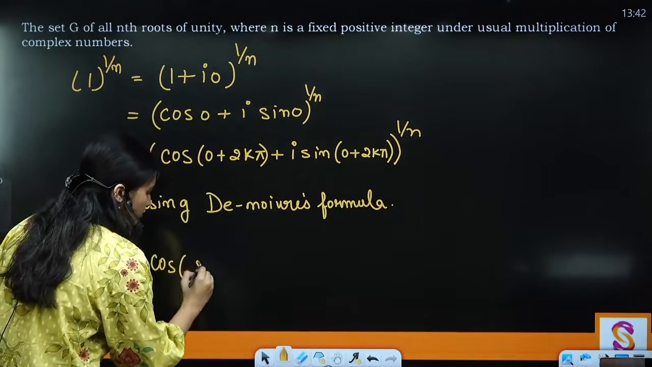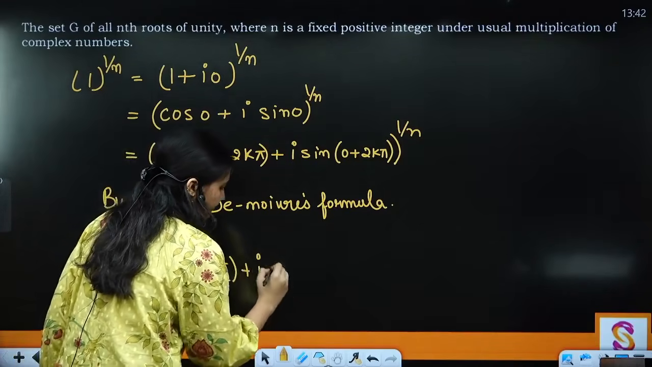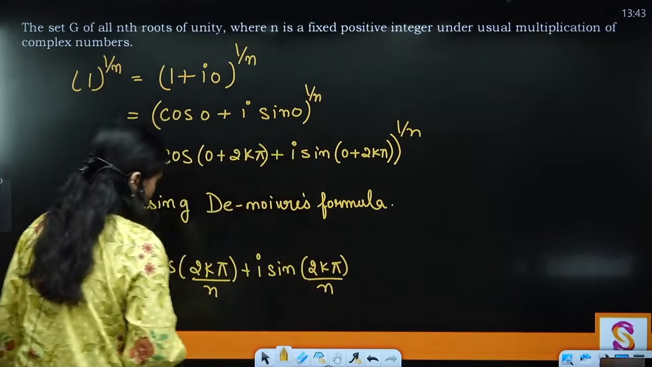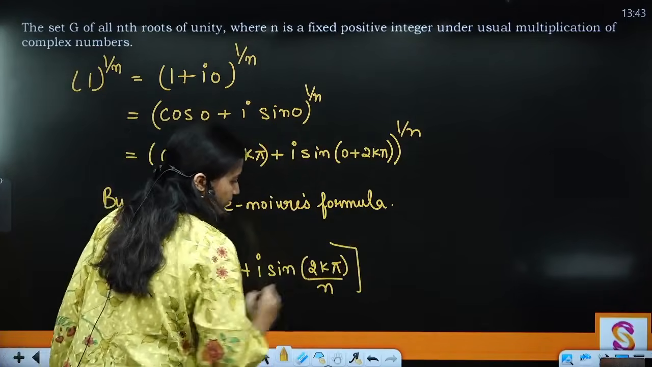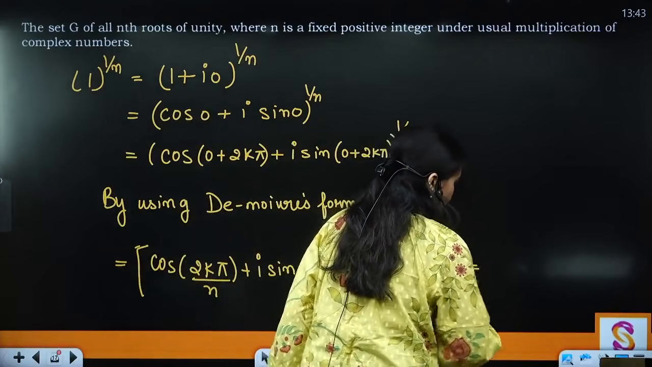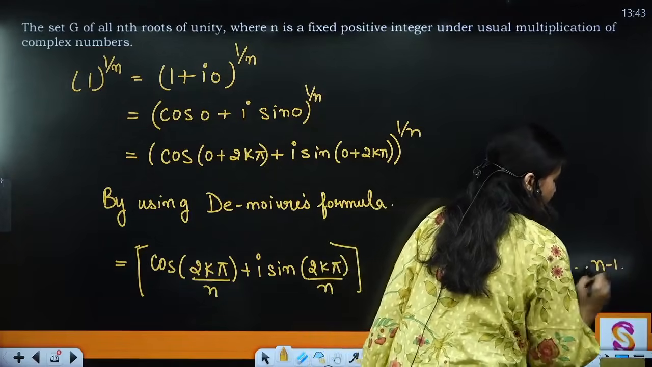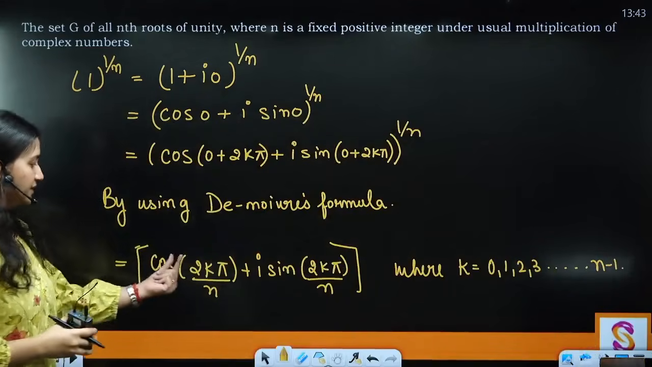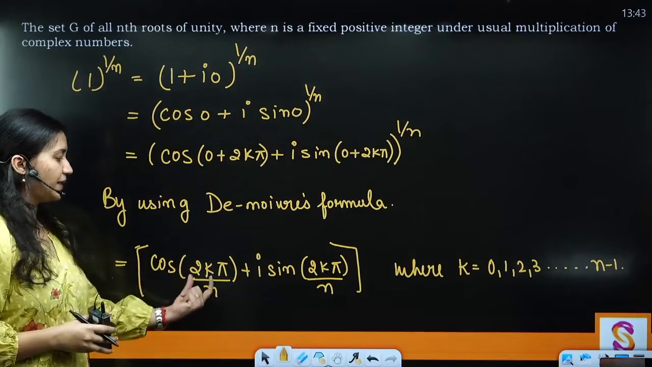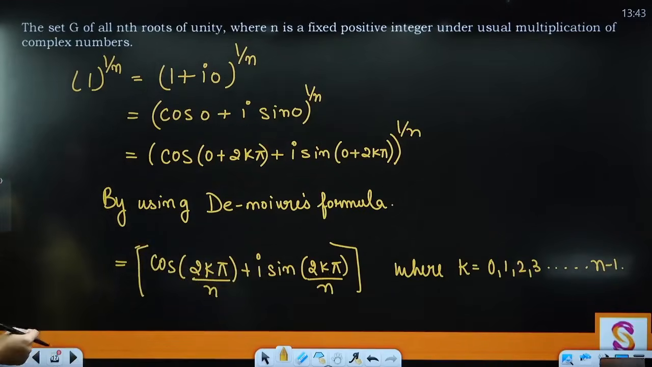cos 2k pi upon n plus iota sine 2k pi upon n, where k equals 0, 1, 2, 3 up till n minus 1. Why till n minus 1? Because the moment k takes the value of n, the n's are going to get cancelled, and we'll be left with cos 2 pi plus iota sine 2 pi, which is again nothing but 1 only. Clear? Chalo.